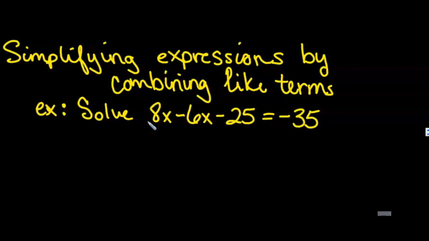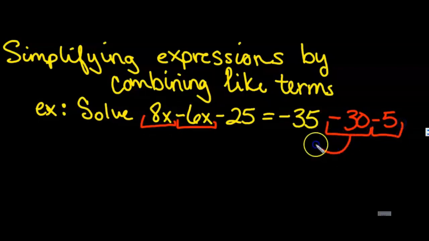Now, sometimes you might see something different. For example, instead of negative 35, you might see negative 30 minus 5. Just because they don't have the variable, we still need to combine those. Those are what we call constants. So we're just going to combine them, simplify that side into just being negative 35. Okay. So combining our x's, back over to the left here, we have 8x minus 6x.